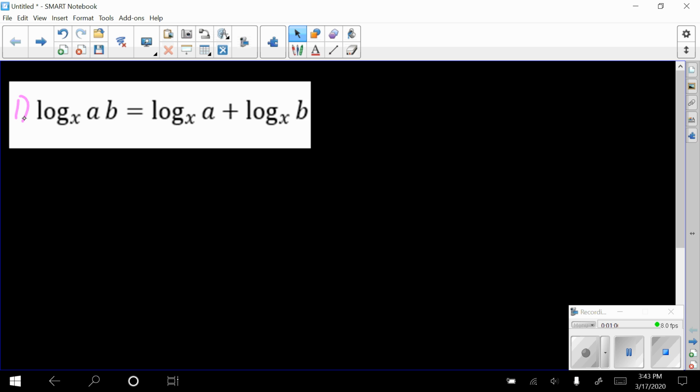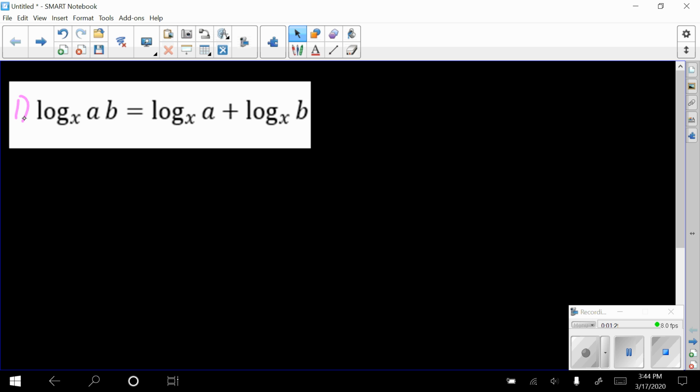So looking at this one initially, it looks like a single log with a base and multiplication on the inside is going to turn into 2 logs with the same base separated by addition. So let's go ahead and dive into this one. In order to get started, we're going to have to define some of our variables.